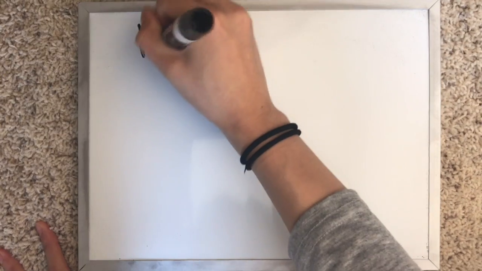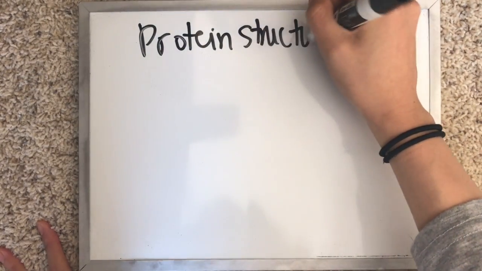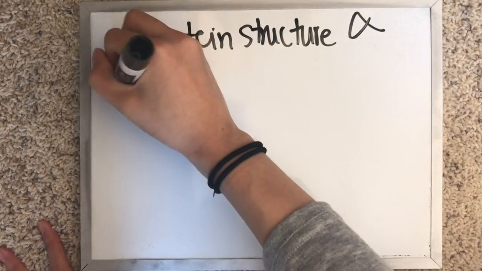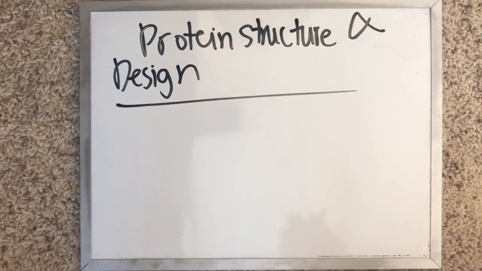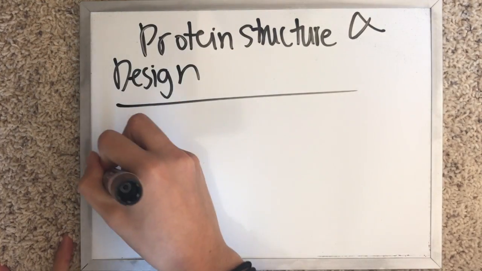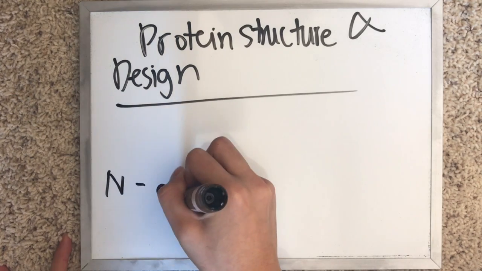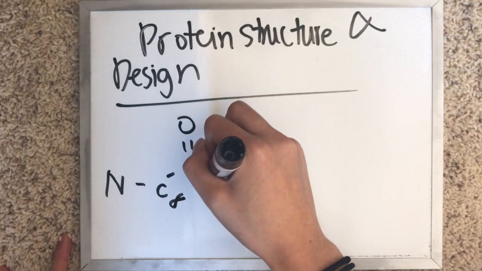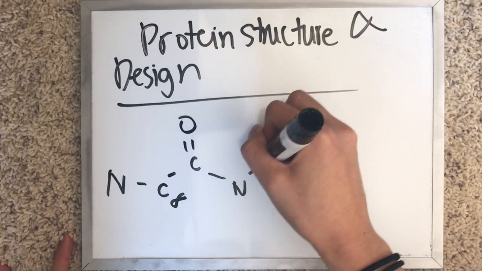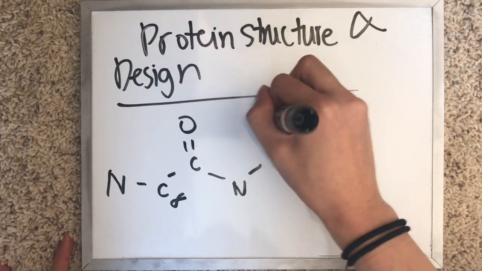So today we're going to be talking about protein structure and design. The general structure of a protein looks like this. You have the N terminus, C alpha, C, oxygen, another N, C alpha, C, and so on. And this can just be any R group.